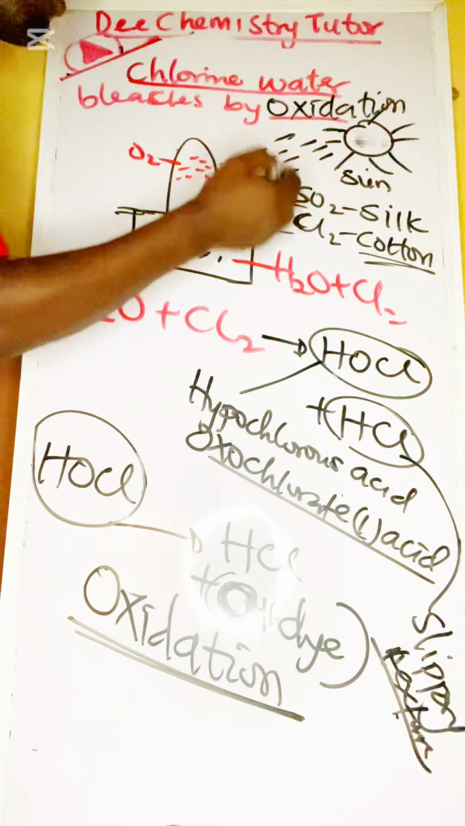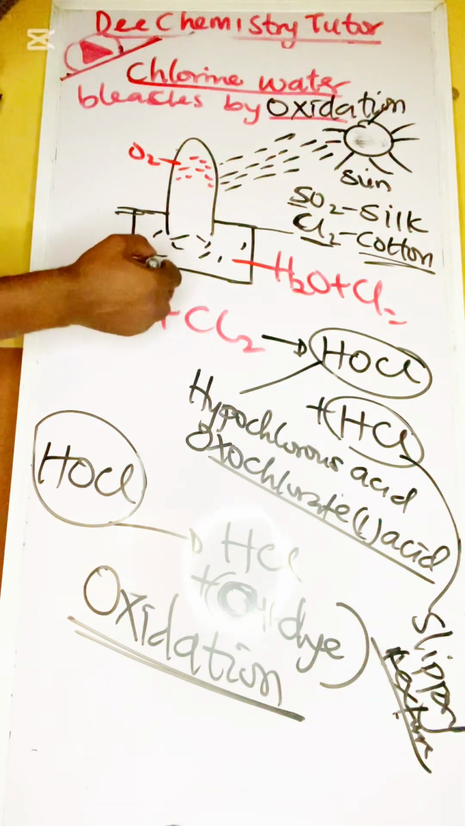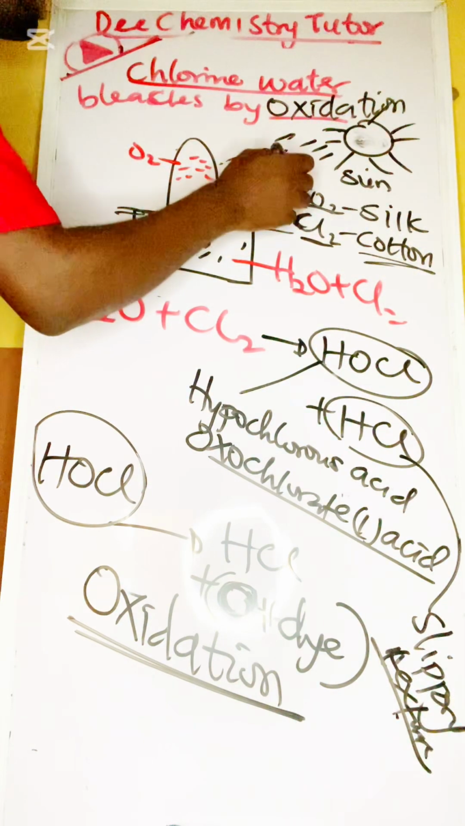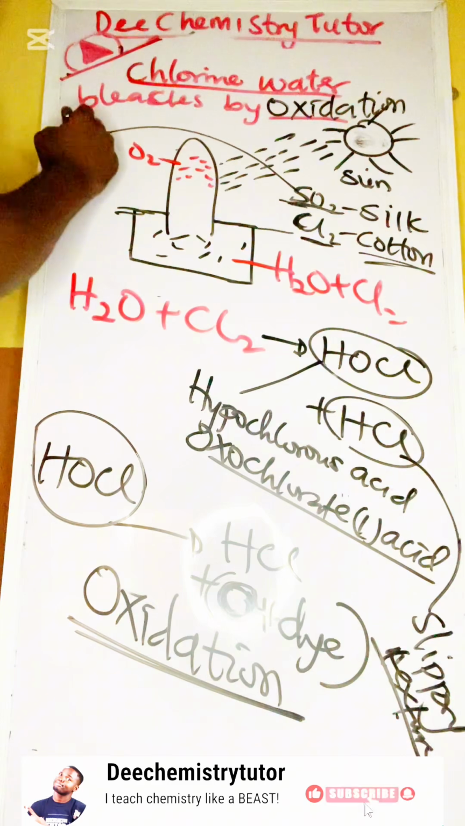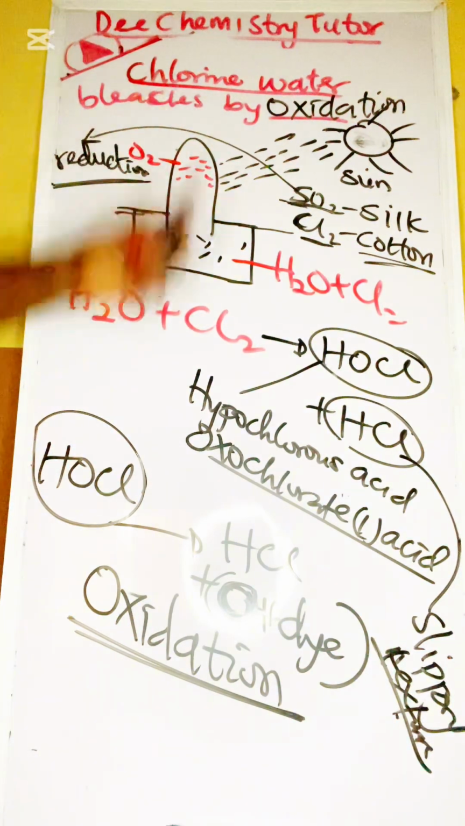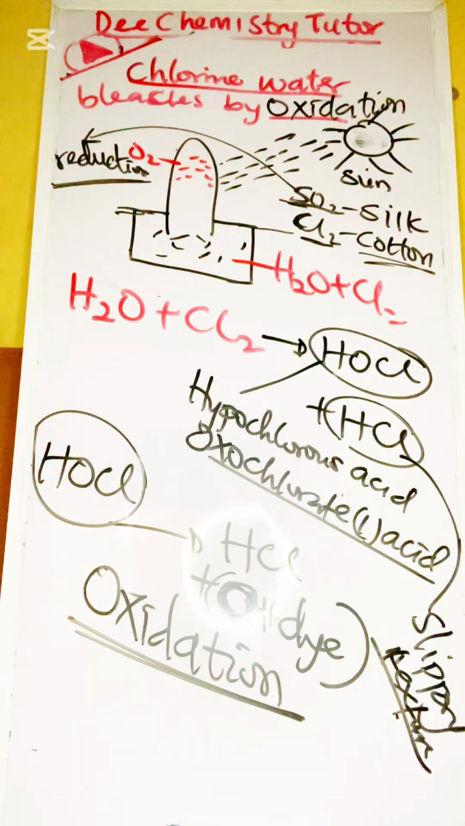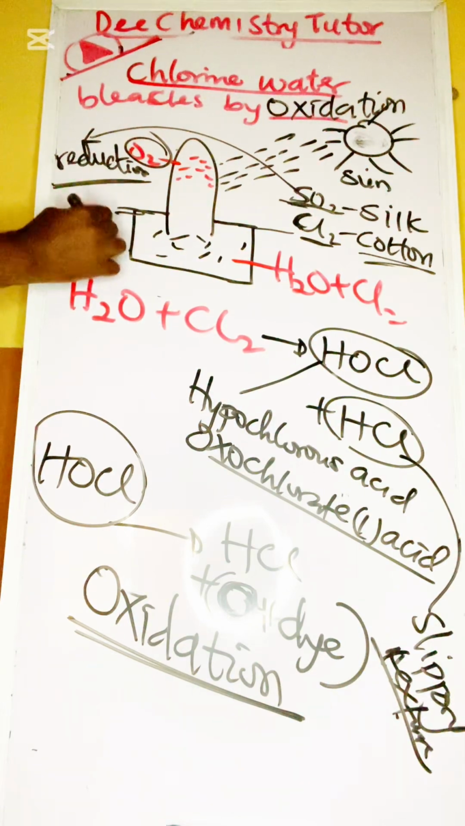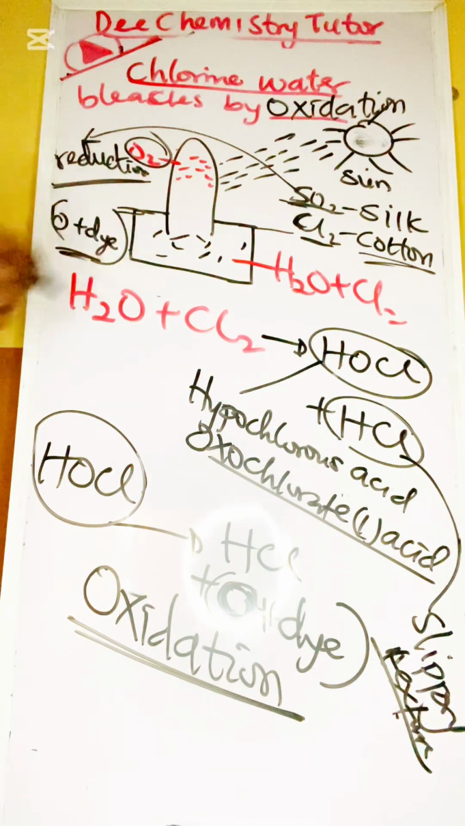Don't forget this SO2. If chlorine gas bleaches by oxidation, SO2 will bleach by what? Reduction. Please take note of that. SO2 bleaches by what? Reduction. It's a JAM question. SO2 bleaches by reduction. So that is very important. This is the idea behind it. That's why there's exposure to sunlight. When you wash your clothes, the oxygen will be exposed here. Then oxygen plus dye, that's oxidation. So chlorine gas bleaches by oxidation.